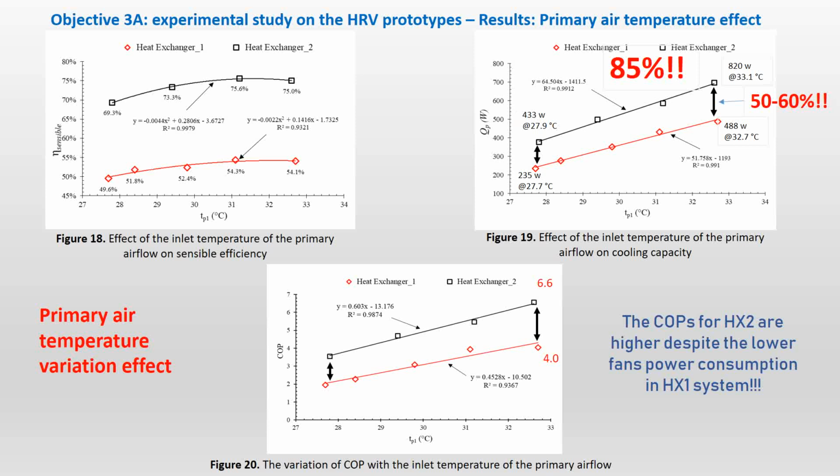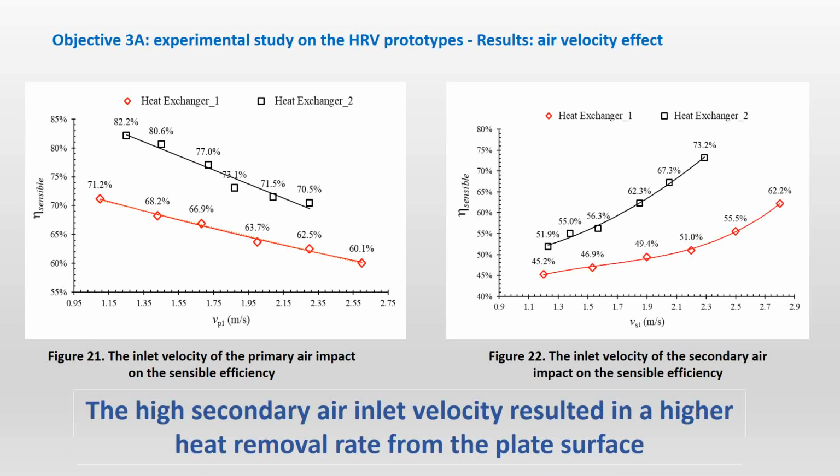Now, playing with the air velocity and checking what the effects of the air velocity are. As I increase the velocity of the primary air, the efficiency of both heat exchangers is going to drop down. Still, heat exchanger 2 is working better than heat exchanger 1. While if I increase the secondary air velocity, I'm going to have a good performance for both. Now, the explanation of that, I'm going to keep for the discussion. You asked me about this point in the discussion.